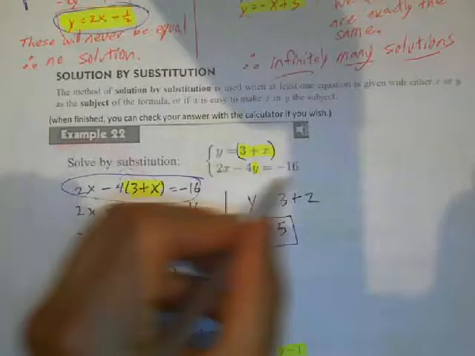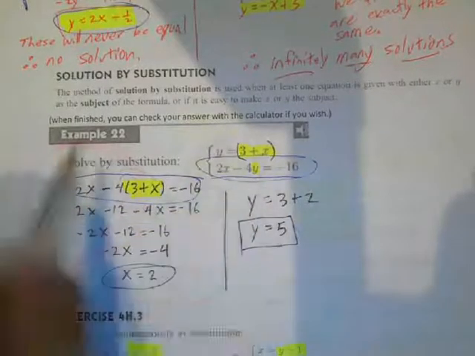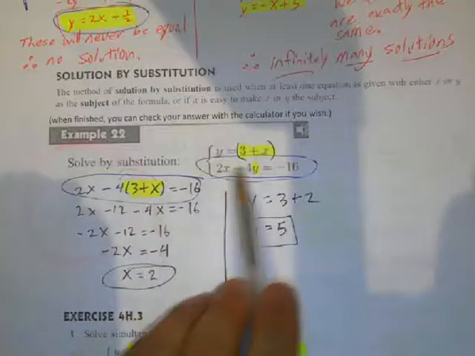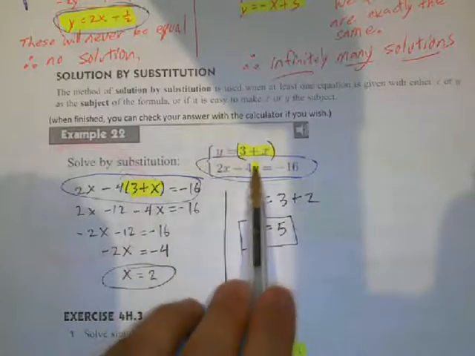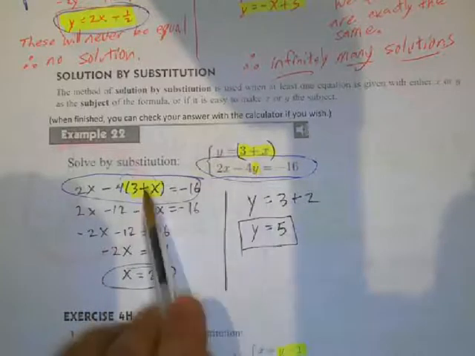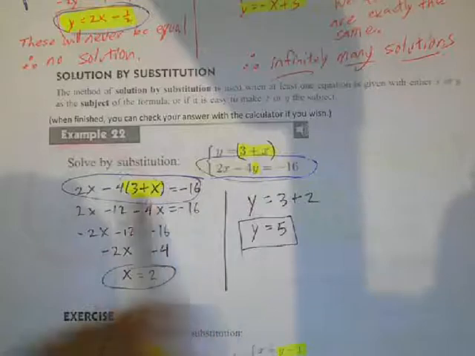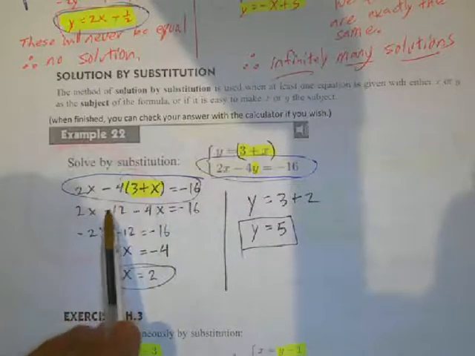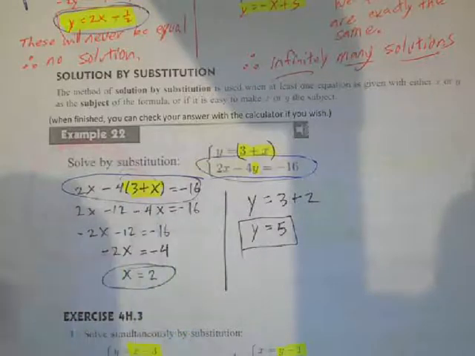Okay, this is the second equation, and instead of writing y, I'm writing 3 plus x, because y is equal to 3 plus x. Because I'm substituting y with 3 plus x, that's why it's called substitution. Then I'm going to do the distributive property with this minus 4, and I get negative 12 minus 4x. And now I can combine the like terms.